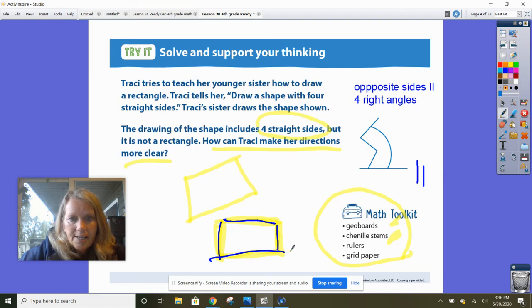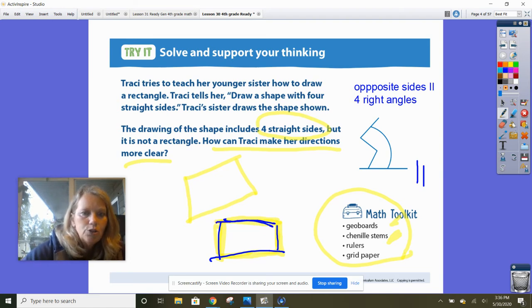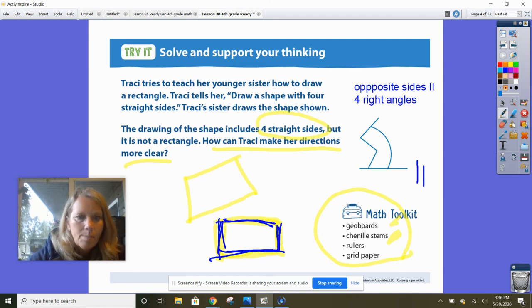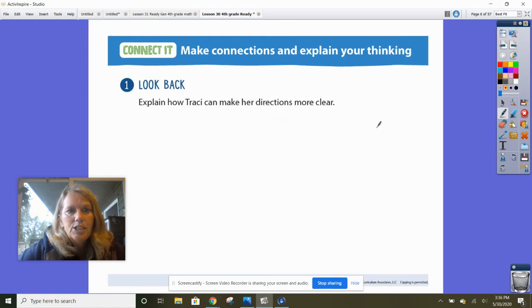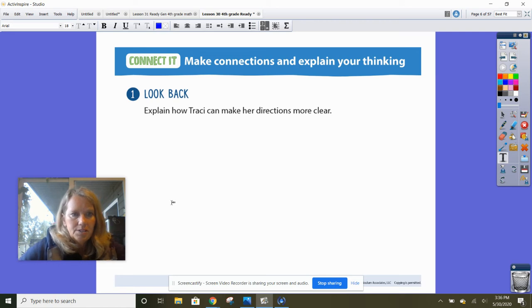Okay, what else would you have said? Some of you might have said 2 pairs the same length. That would work. Or opposite sides the same length. Opposite sides congruent. You could add that in. All right. Explain how Tracy can make her directions more clear. Oh, that's what we just did. Okay. Yes, so we'll just put it in here again.